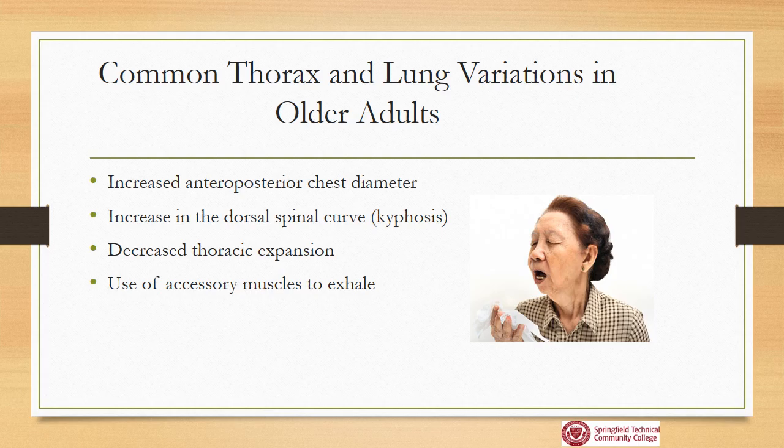In older adults, they may have an increased AP chest diameter. They may have an increase in the dorsal spinal curve, kyphosis, or kind of a hunched back appearance. They may have decreased thoracic expansion just as they age. And then you may find that some elderly adults use their accessory muscles to exhale. Especially patients that have COPD can have pretty marked difference in their ability to exhale. So some changes may be age-related, but some changes may be related to COPD as well.